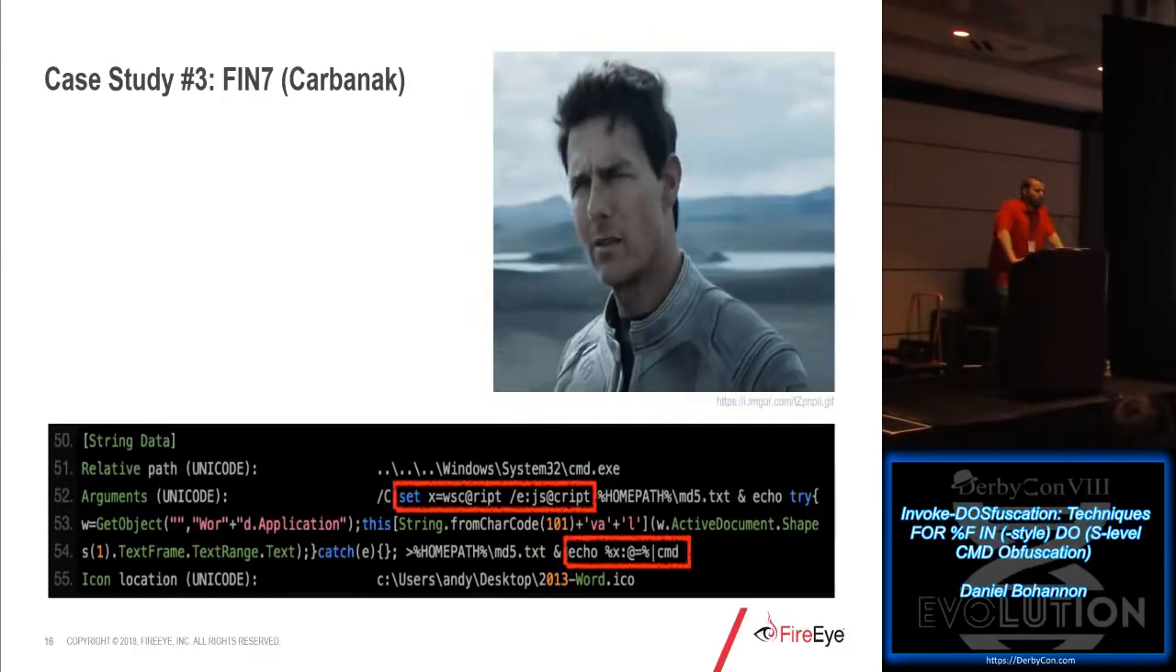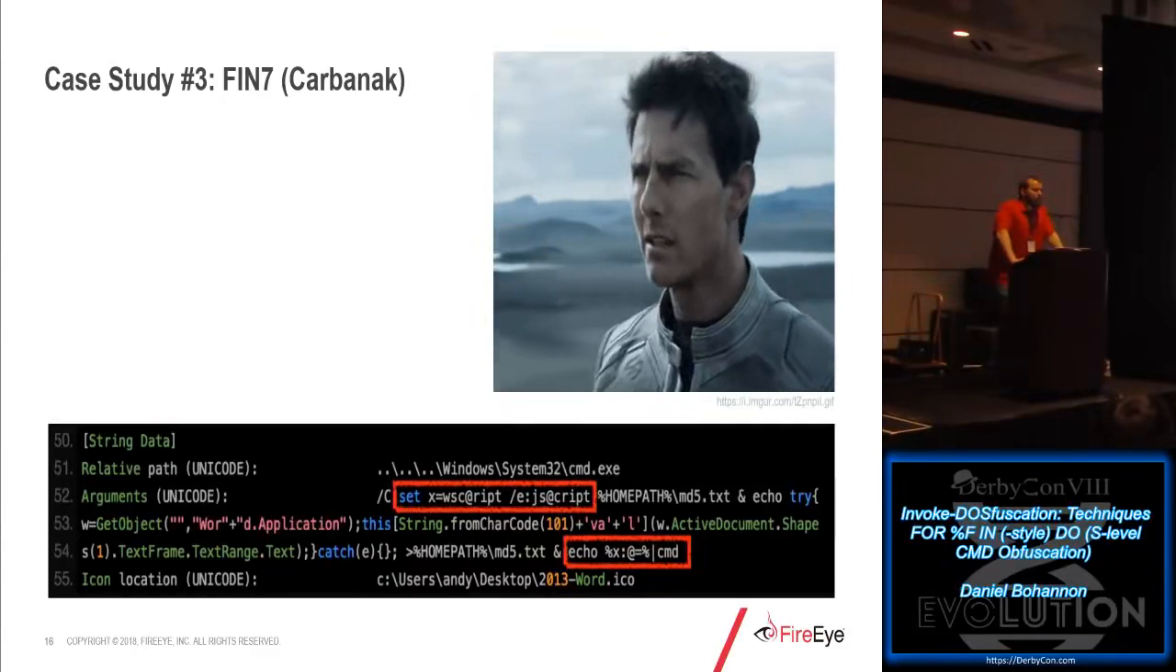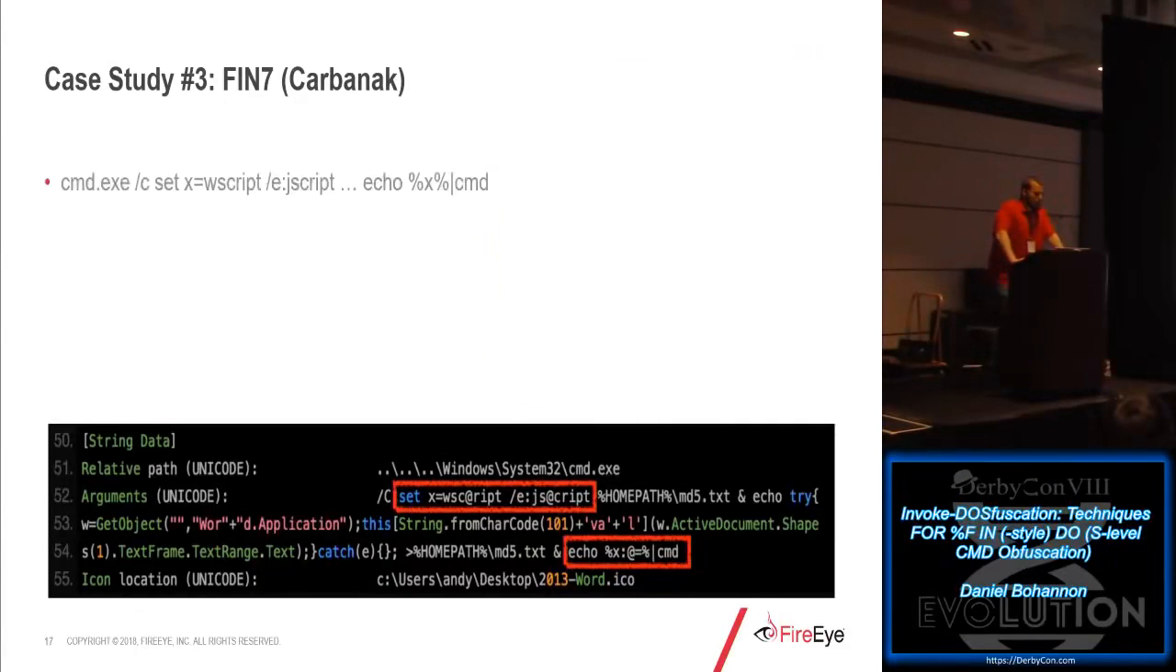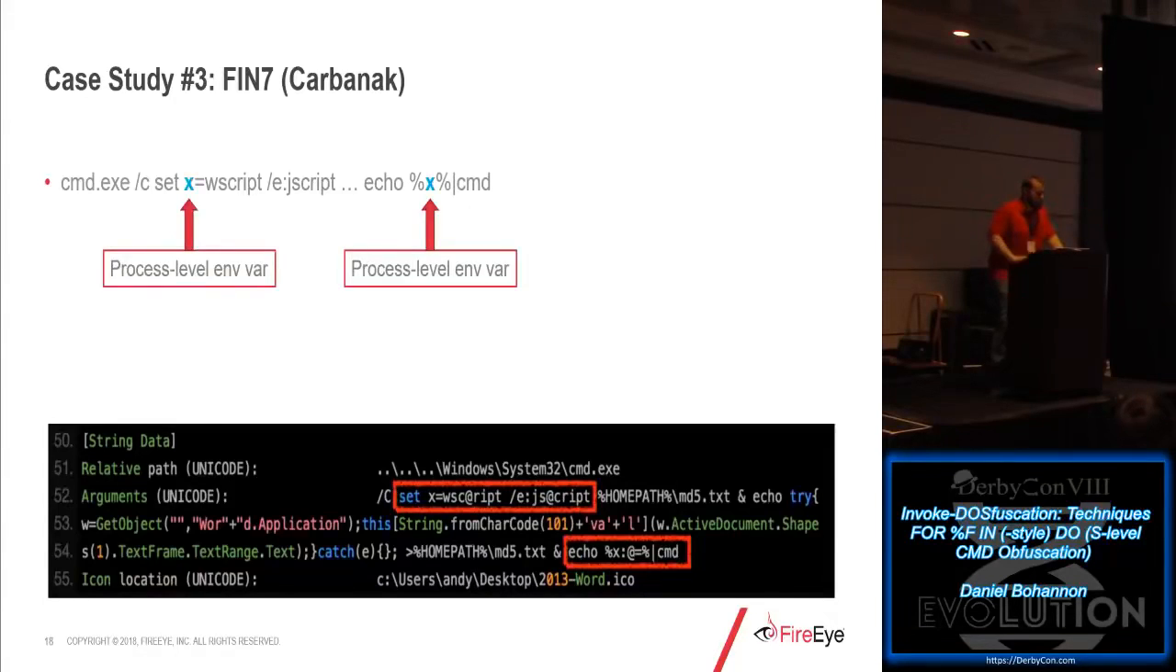And this really stumped me because I couldn't reproduce those exact commands on the command line. I kept getting errors. So let's break this down and see what they're doing. First, they're just setting their wscript command into a process-level environment variable called X, which is that set X equals. And then they echo out the JavaScript to a text file. Then at the end, they echo the contents of X and pipe that into cmd. So they're running an additional cmd.exe process, which is running the contents passed in as standard input.